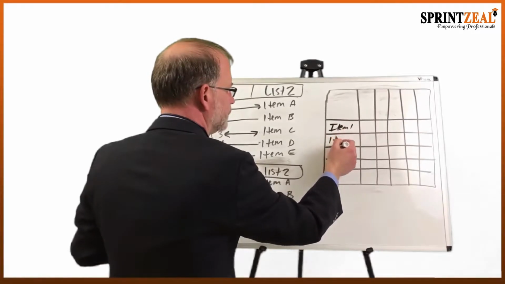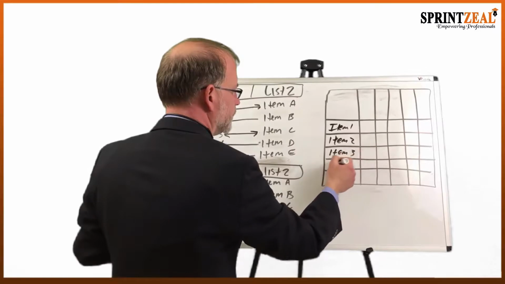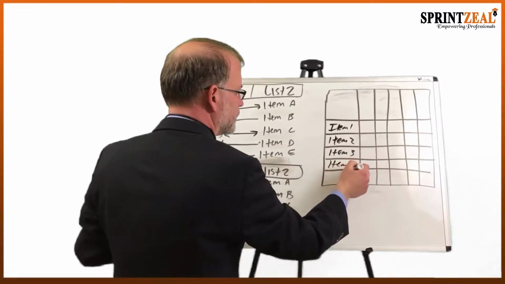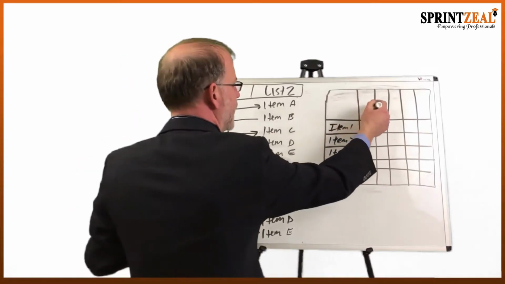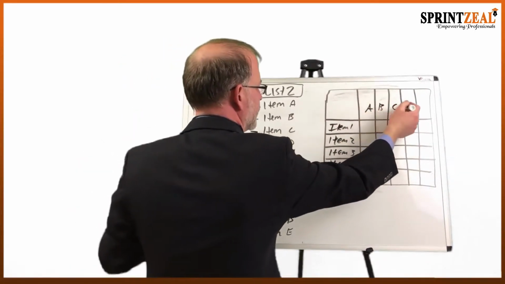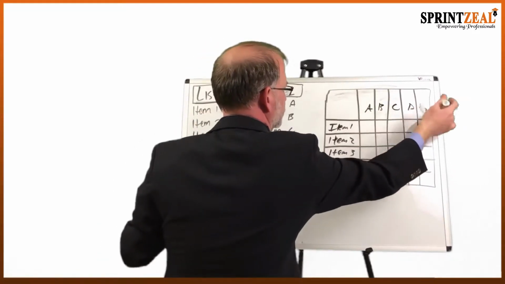item 2, item 3, item 4, and so on. And up here we have our items A, B, C, D, and E.